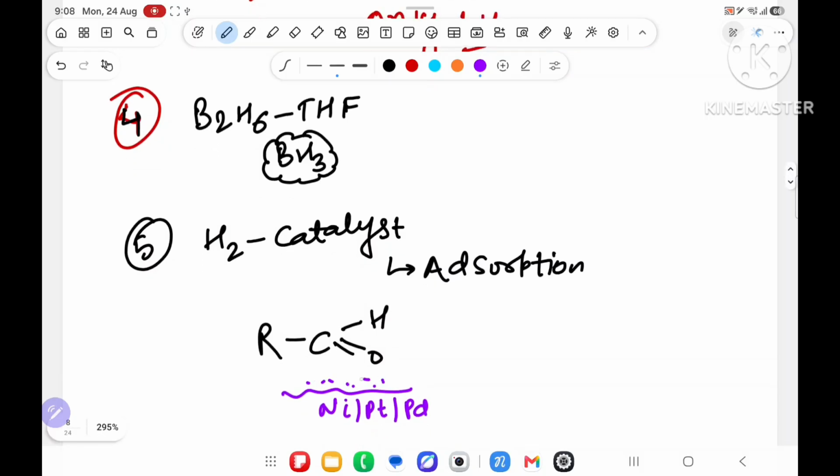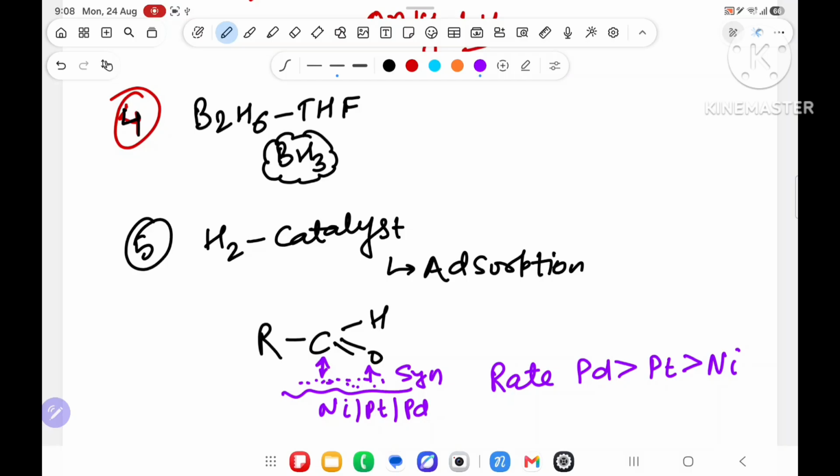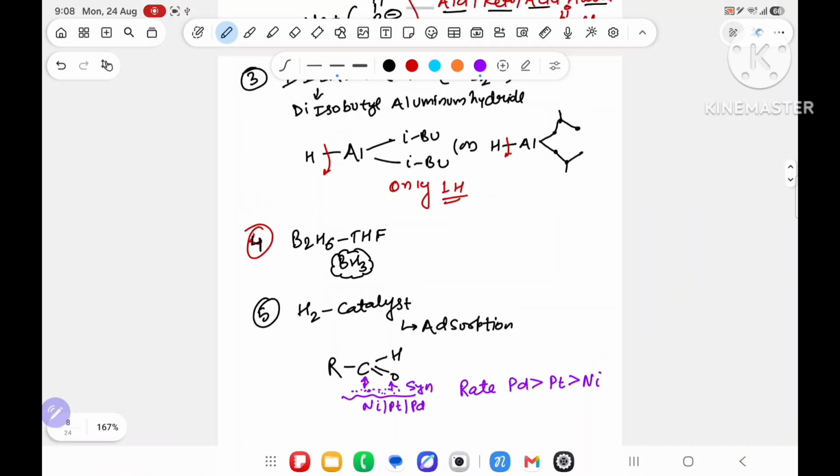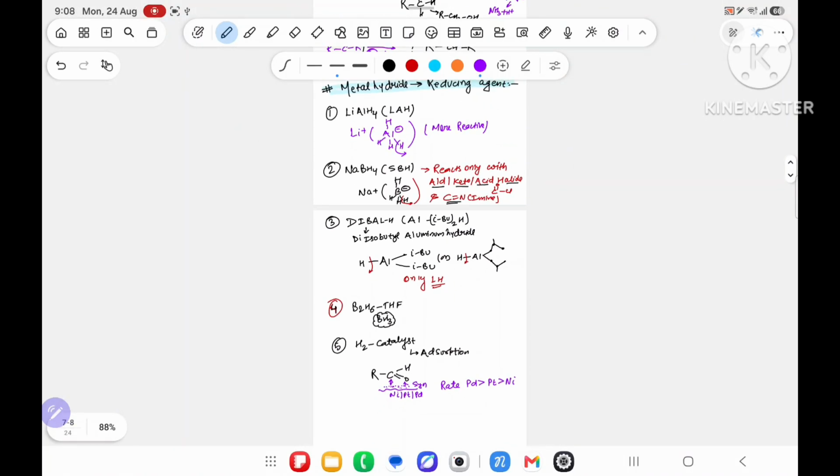Over here, you put the hydrogen molecule, and the hydrogen will attack over here. They will do syn addition, and the rate is more in palladium, then platinum, then nickel. Nickel will be a little bit slow. So these are the total 5 metal hydride reducing agents.